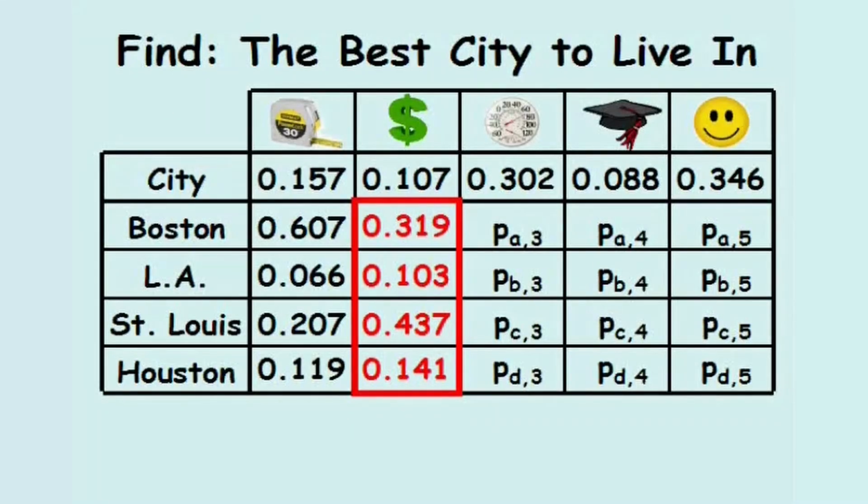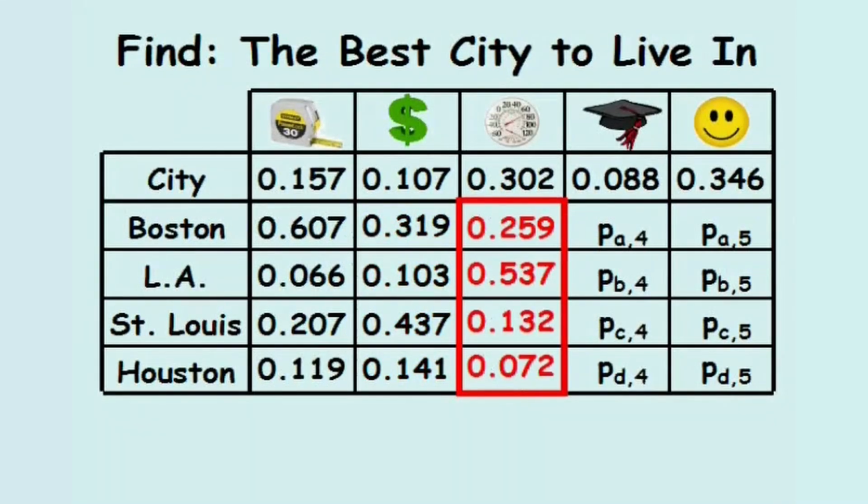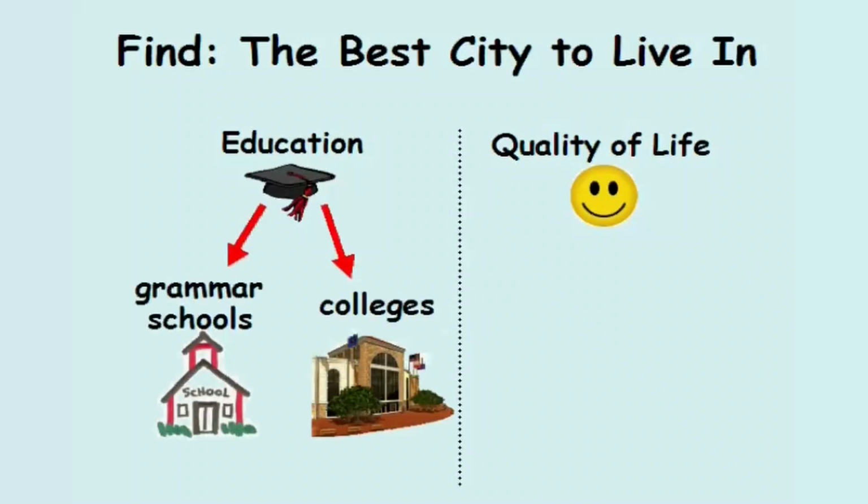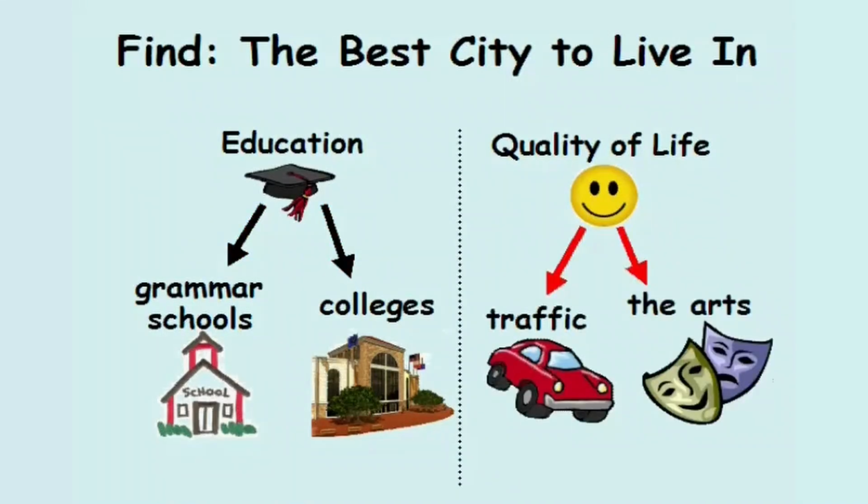The climate criterion also uses a numerical approach for determining its relative priorities, based on recorded temperatures in each city. Next, we'll compute the relative priorities for the education and quality of life criteria. First, we'll subdivide the education criterion into grammar schools and colleges, and the quality of life criterion will be divided into traffic and the arts.